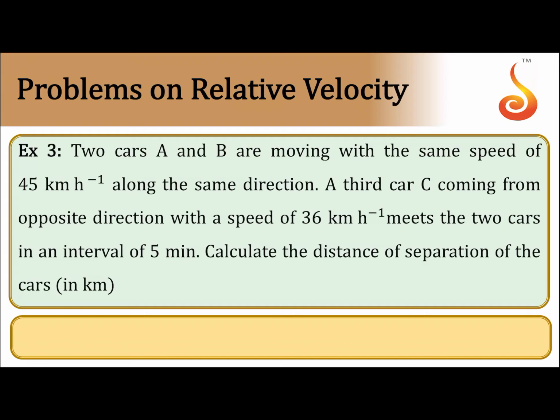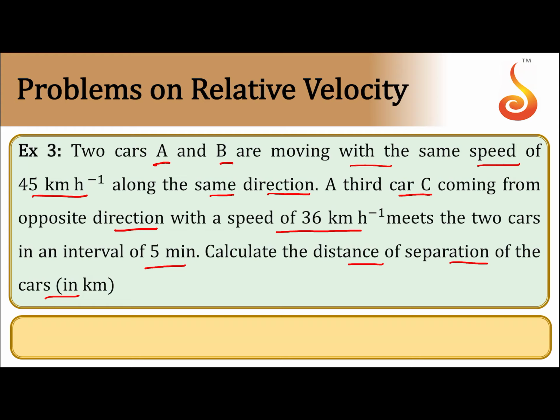Here is one more problem on relative velocity. Two cars A and B are moving with the same speed 45 km per hour along the same direction. A third car C coming from opposite direction at a speed of 36 km per hour meets the two cars in an interval of 5 minutes. Calculate the distance of separation of the cars A and B.